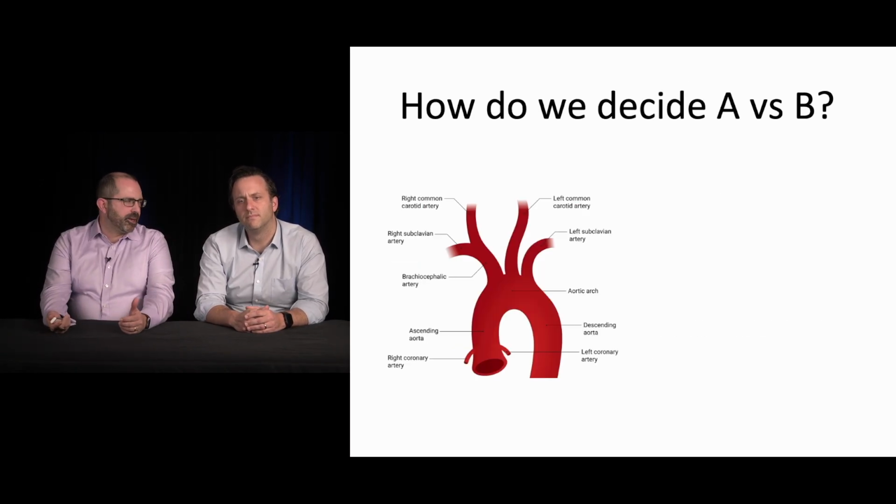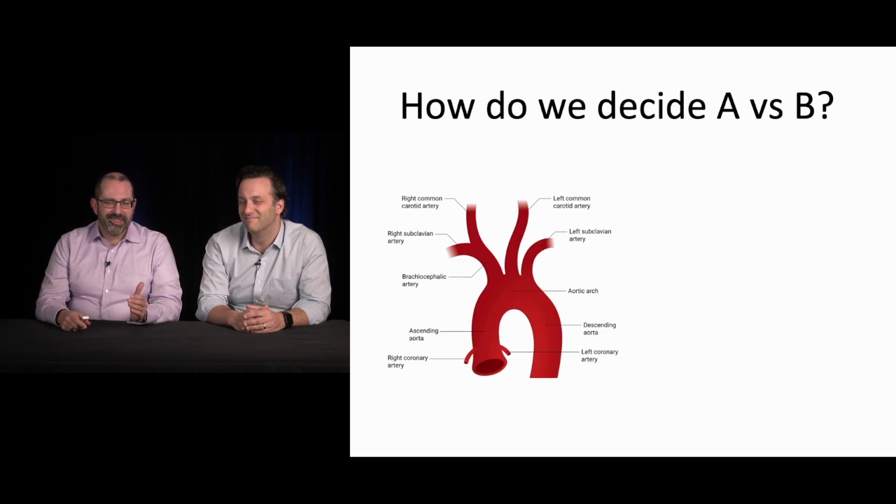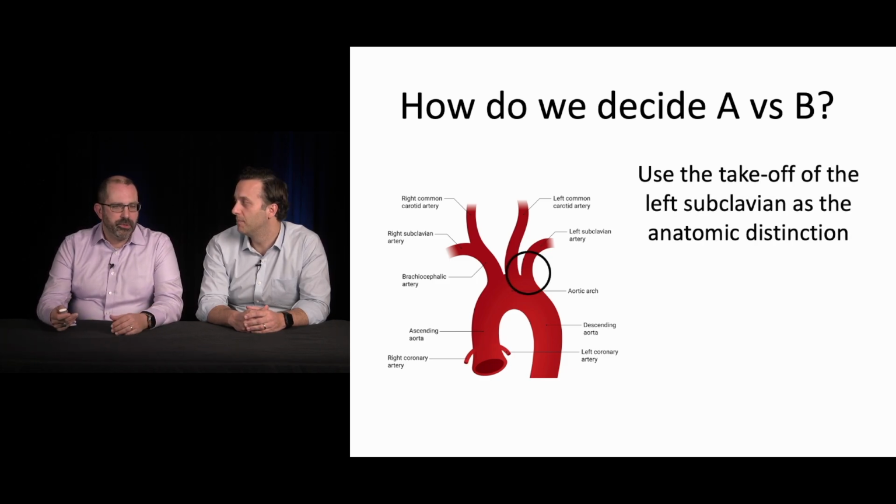So then the question is, how do we decide A versus B? I've been involved in some very heated conversations with surgeons trying to decide, is this a Stanford A or a Stanford type B? Anatomically, the cutoff that we use is the takeoff of the left subclavian. So here's our great vessels. Here's the left common carotid. There's the left subclavian. So if it's proximal to that, it's a type A. Goes to surgery. If it's distal to the takeoff here, it's a type B.